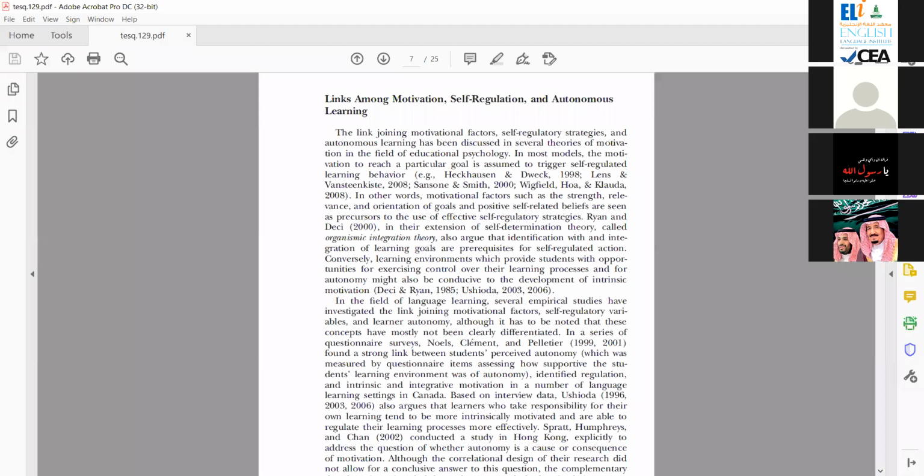And so again, all the studies that they're referring to here, they are going to refer to them later on in the discussion. We're going to discuss that further on.